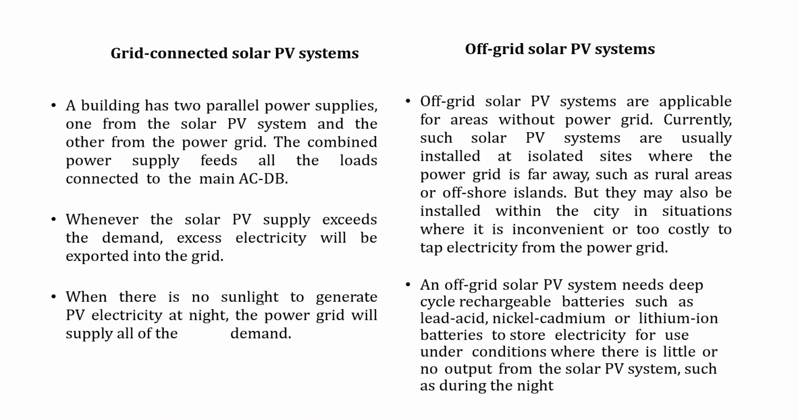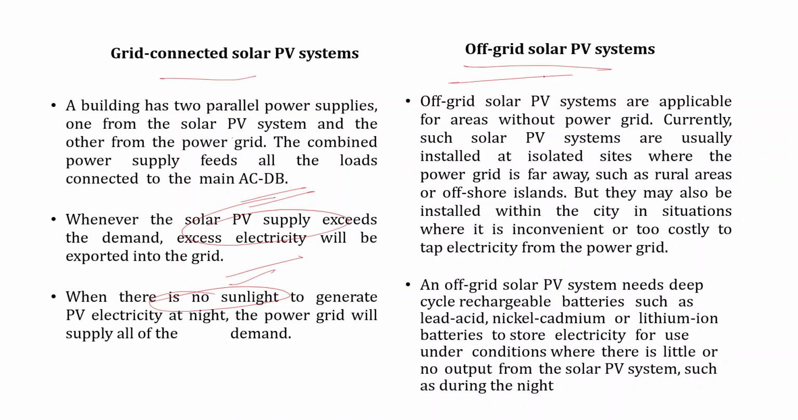Now coming to the tabularized differences. A grid connected building has two power supplies, one from solar PV and the other from the grid. The combined load is connected to the AC distribution board, and if the solar PV exceeds the demand, excess electricity, as I said, can be exported back to the grid. If there is no solar electricity, the power grid can also supply the whole demand.